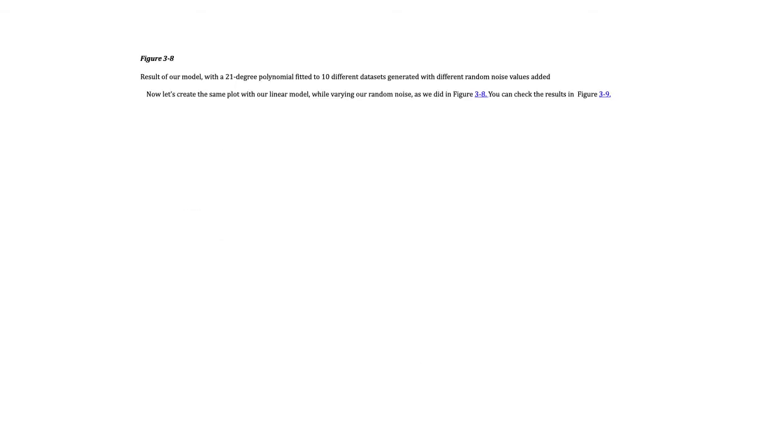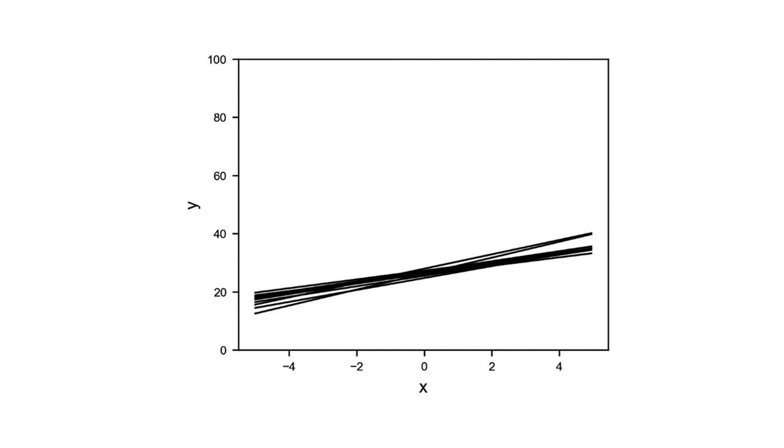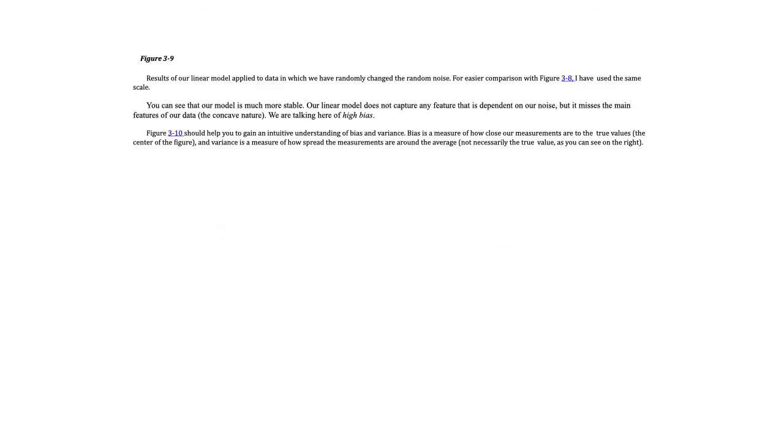Figure 3-8: result of our model, with a 21-degree polynomial fitted to 10 different datasets generated with different random noise values added. Now let's create the same plot with our linear model, while varying our random noise, as we did in figure 3-8. You can check the results in figure 3-9. Figure 3-9: results of our linear model applied to data in which we have randomly changed the random noise. For easier comparison with figure 3-8, I have used the same scale. You can see that our model is much more stable. Our linear model does not capture any feature that is dependent on our noise, but it misses the main features of our data, the concave nature. We are talking here of high bias.